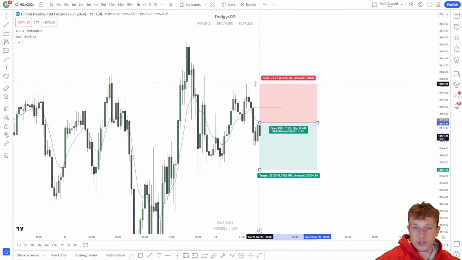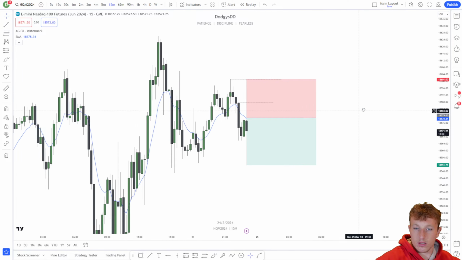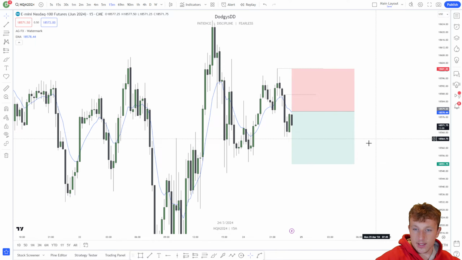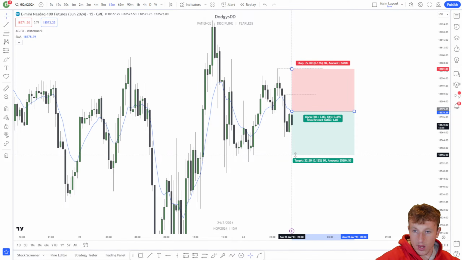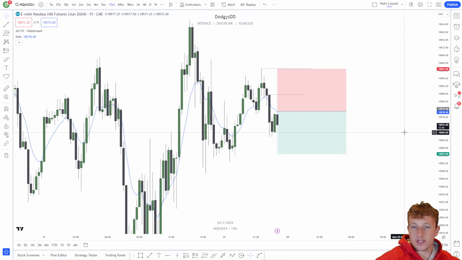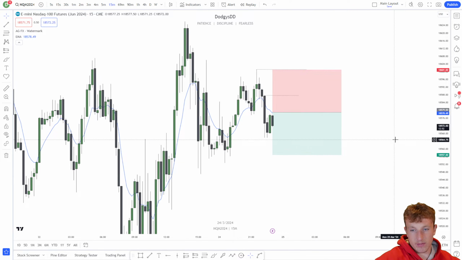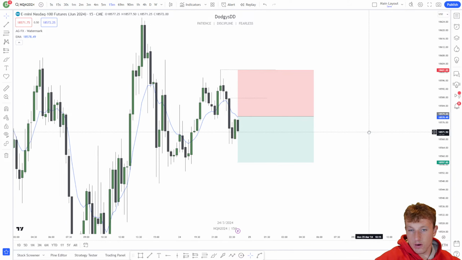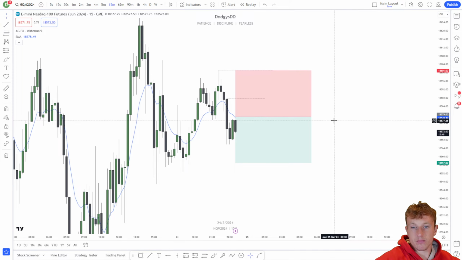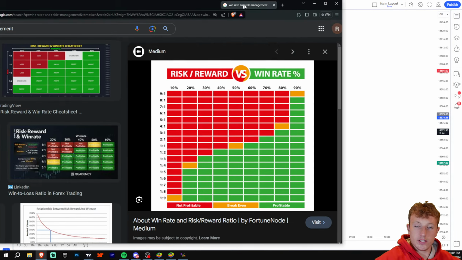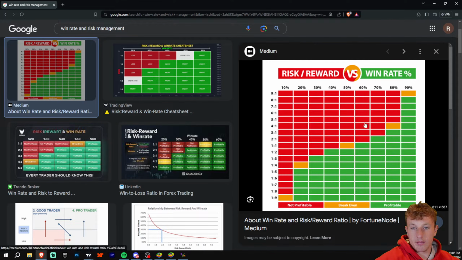So let's say I want to take a short here, and this is going to be the entry. And let's say I want to target a 1-to-1 R, meaning the stop loss size is the same as the take profit size. Now, if you're going to take a 1-to-1 trade, you need to see this diagram. This is the most important diagram you will ever look at regarding risk management. I know it seems a little daunting at first, but let me show you how to read it.